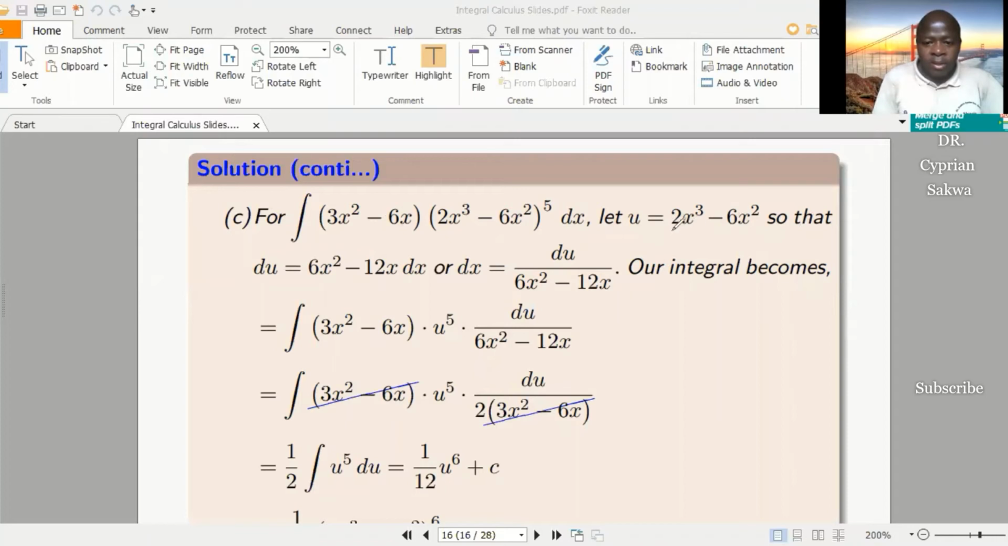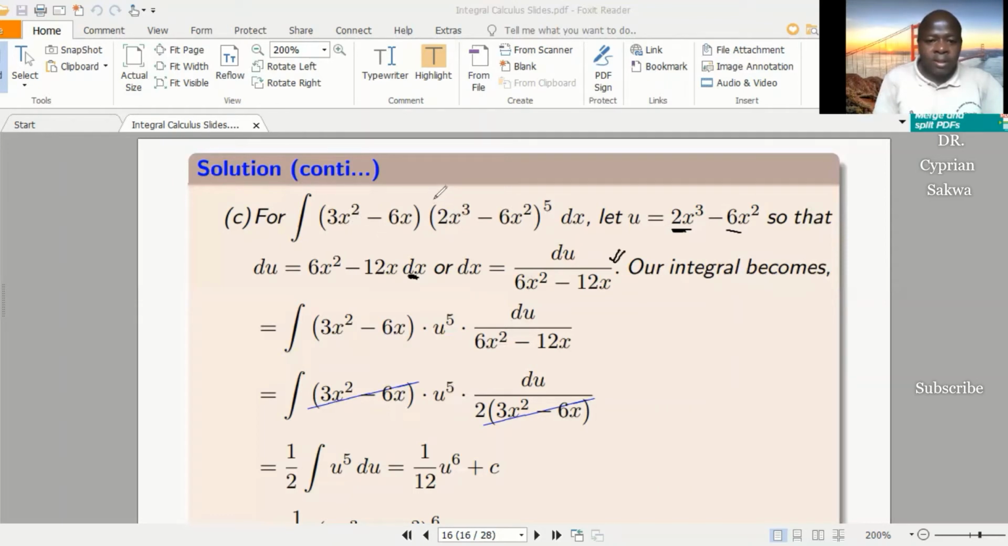So only differentiate this part, you get 6x squared, and this part gives you negative 12x. So du is equal to (6x squared minus 12x) dx. Make dx the subject, just the same way we've been doing, by dividing both sides by this. So dx will be du divided by this, and you have this. Now we go to our integral.